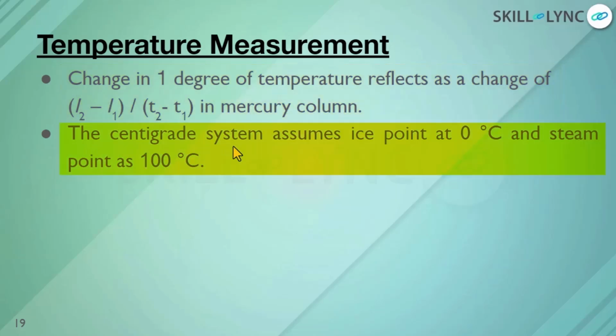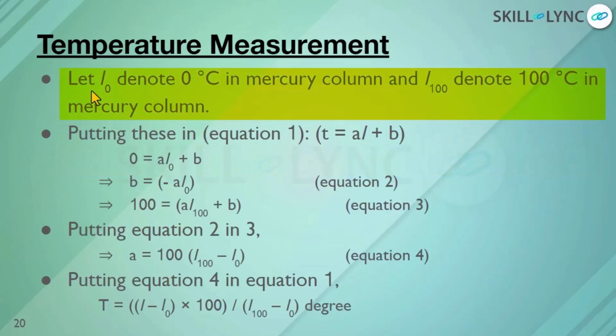The centigrade system assumes that the ice point is at 0 degrees Celsius and the steam point is at 100 degrees Celsius. These are the standards that a centigrade system follows. Let L0 be the length of the mercury column at 0 degrees Celsius and L100 the length at 100 degrees Celsius. This means L0 is the ice point, L100 is the steam point, and their temperatures are 0 degrees Celsius and 100 degrees Celsius respectively.